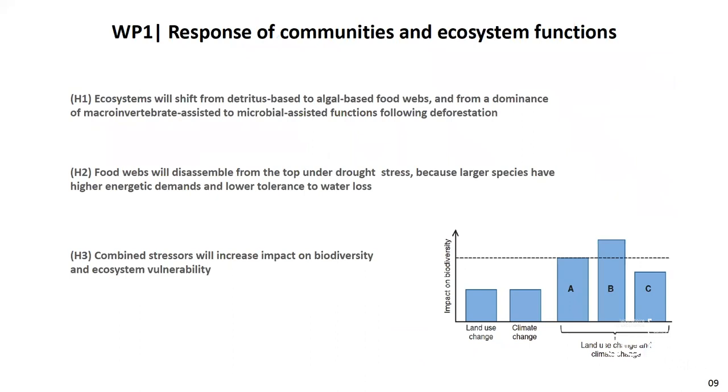For work package 1, where we are interested in the response of communities and ecosystem functions, we hypothesize that ecosystems will shift from detritus to algal-based food webs and from a dominance of macroinvertebrate to microbially assisted functions following deforestation. Also, we hypothesize that food webs will disassemble from the top under drought stress, because larger species have larger energetic demand, and also these larger species have lower tolerance to water loss.